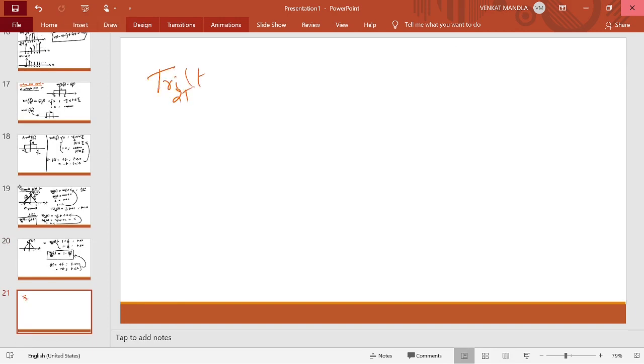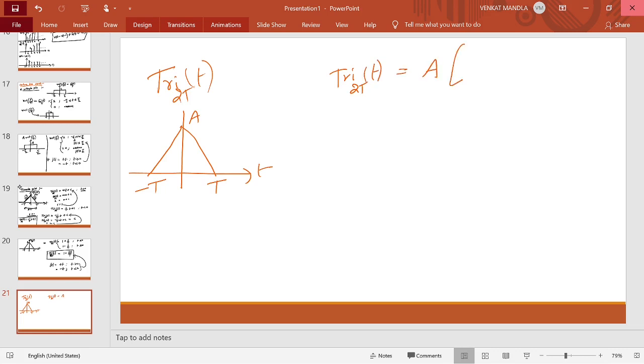Triangular 2t of t, let us say this is A, this is minus T, plus T. So to represent this triangular 2t of t, just multiply throughout the equation: A into 1 minus mod t by T. Why? At t equal to 0, we have value A. So substitute t equal to 0 here, then you will get A. Okay. You have to multiply A throughout the equation.